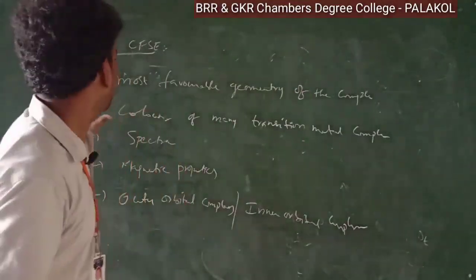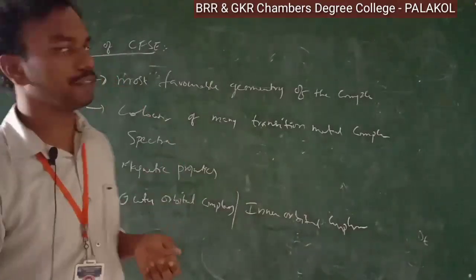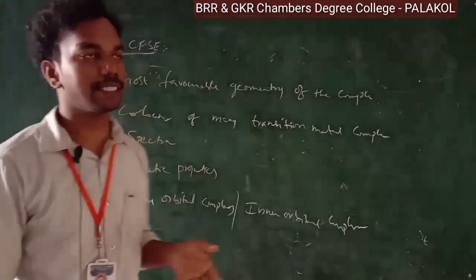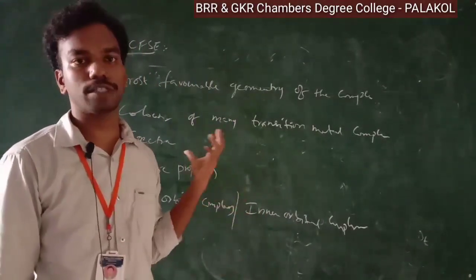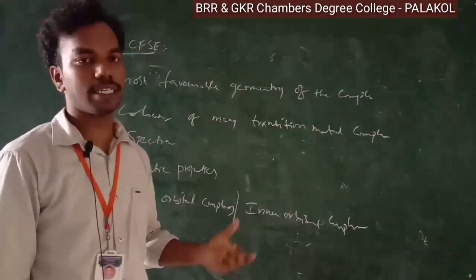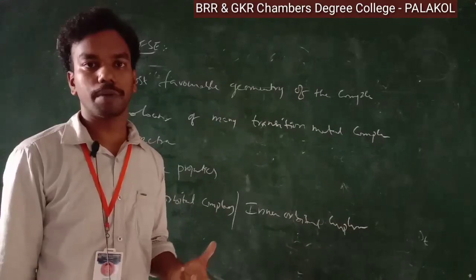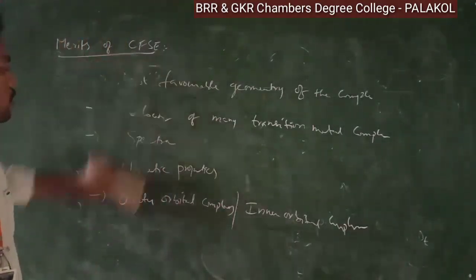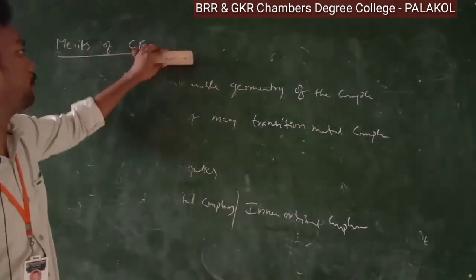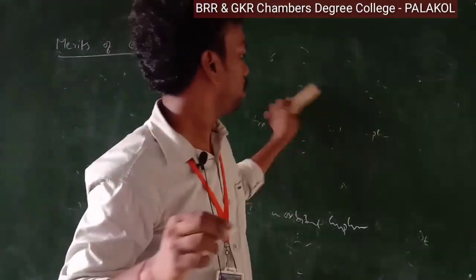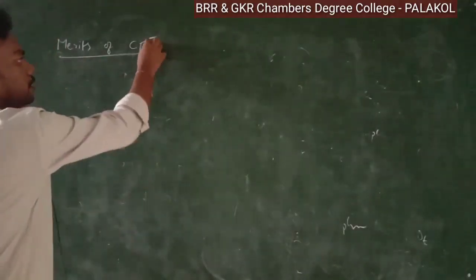Okay, right. So these are the few merits of crystal field stabilization energy. The first merit is that this theory explains the most favorable geometry of the complex. It also explains the color of transition metal complexes, the spectra of metal complexes, and the magnetic properties of different complexes. And this theory explains the fact that a few complexes form outer orbital complexes and a few more form inner orbital complexes. So all these are merits of CFT, crystal field theory.